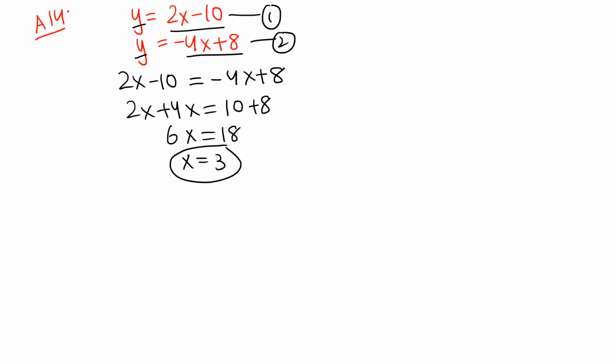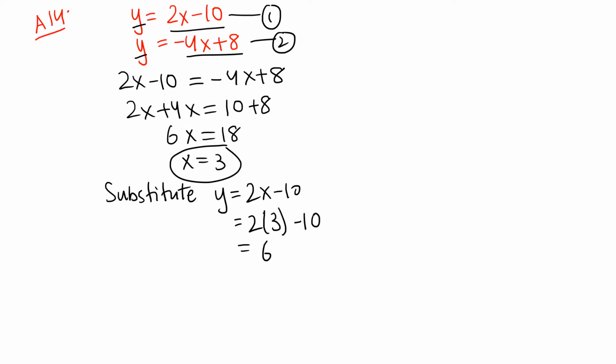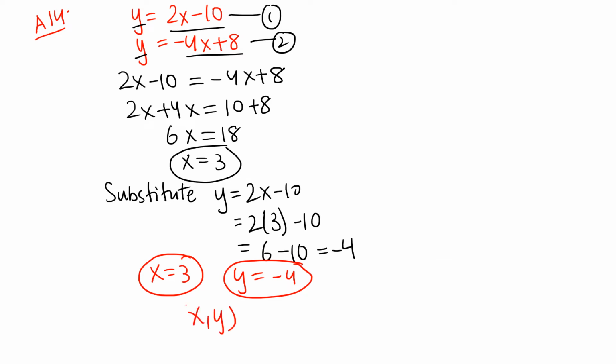Now you need y. So substitute into y is equal to 2x minus 10. You put this value in place of x, put 3 and simplify. So this comes out to be 6 minus 10, which is minus 4. So the value of x is 3. The value of y is minus 4. You can write it as an ordered pair x comma y, which is equal to 3 comma minus 4. So this is how you solve using the method of substitution.